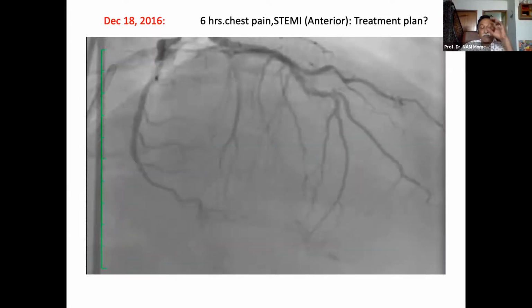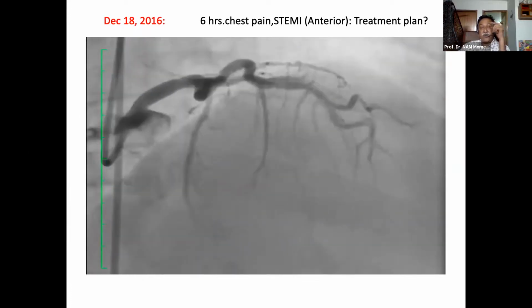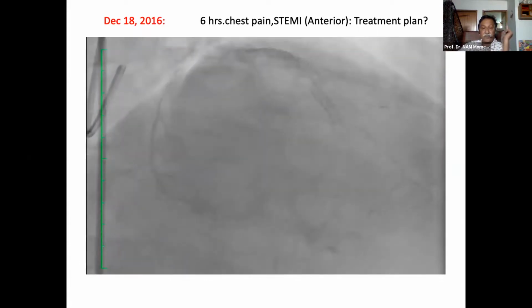In my case, I cannot explain how it happened. Complete separation in the proximal LAD. So I had to bridge it with another stent to cover the whole length.